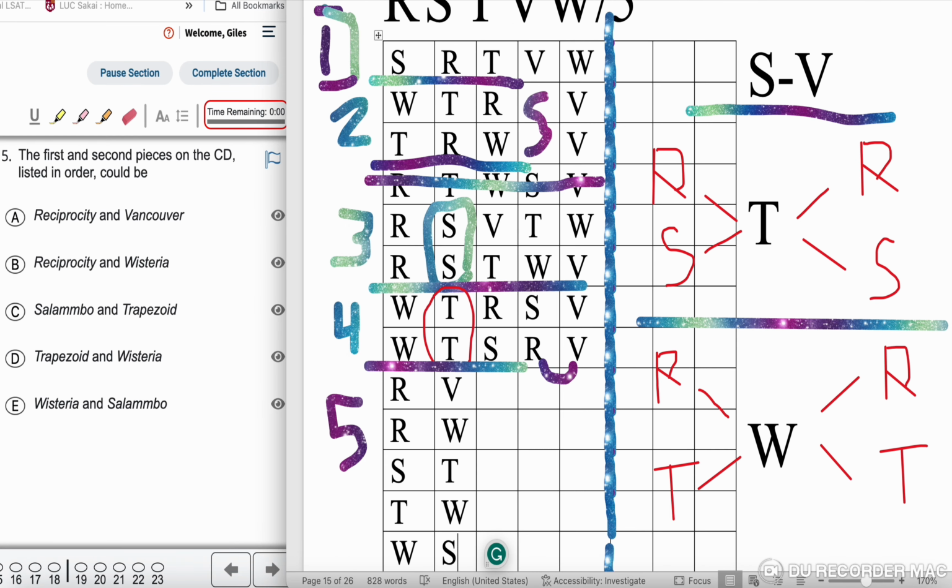Question 5. I don't recommend doing it like this. The first and second piece on the CD is listed in order, could be. So this is for question 5. I wrote down the choices A, B, C, D, E.